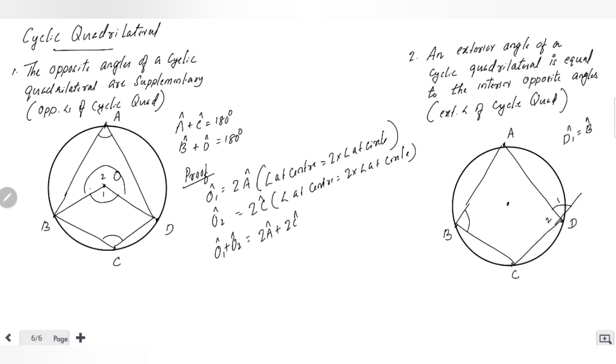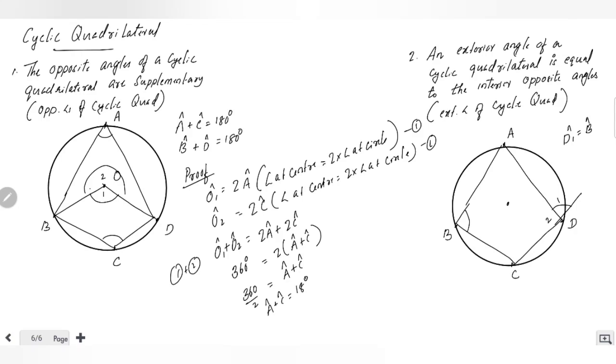How do you add the equations? Left hand side add it and right hand side also add it. That is equation number 1 and equation number 2. So 1 plus 2 will give you like this. So what is O1 plus O2? That is going to be a full circle, that is 360 degrees. Is it clear? Here 2 is common, take it out: angle A plus angle C. Then divide both sides by 2. That is 360 divided by 2 is equal to angle A plus angle C. So angle A plus angle C is equal to 180 degrees.